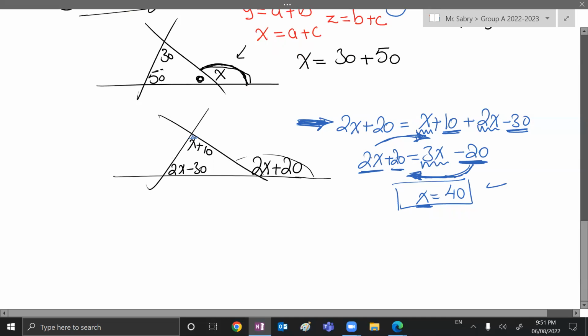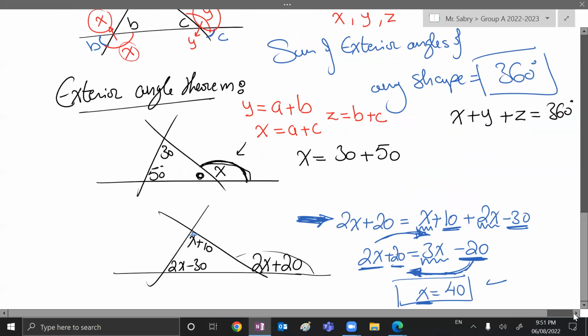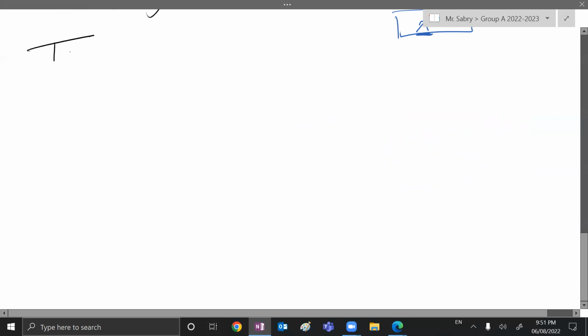Perfect. So we have now mainly discussed the ideas of exterior and interior angles. But what happens next? Because we started discussing triangles, triangles are the most important shape in geometry. There are types of triangles and there are rules that apply to each type.